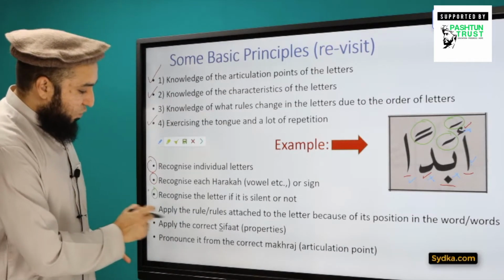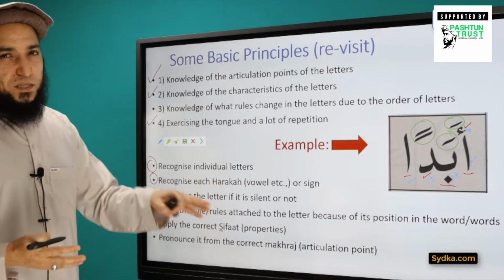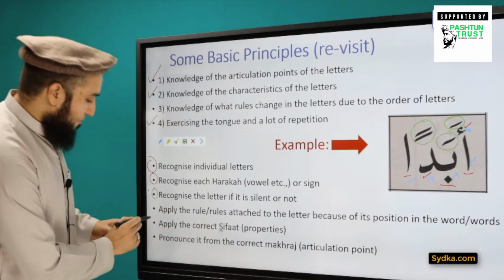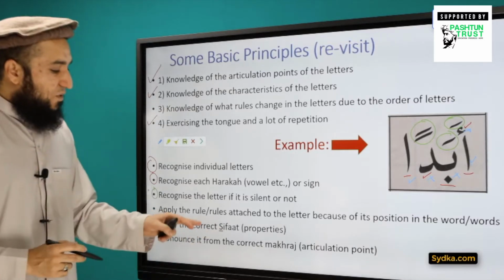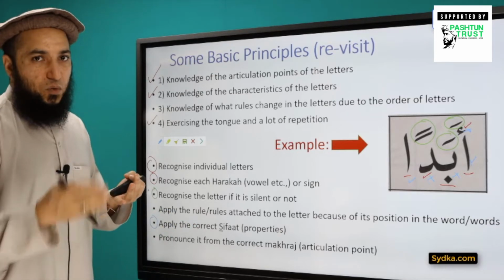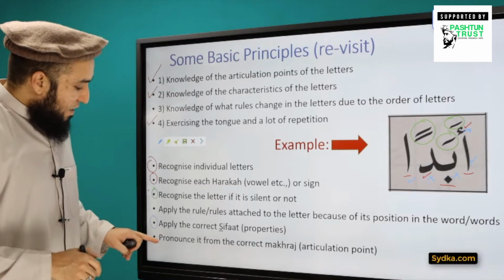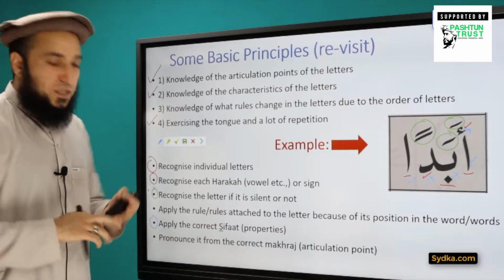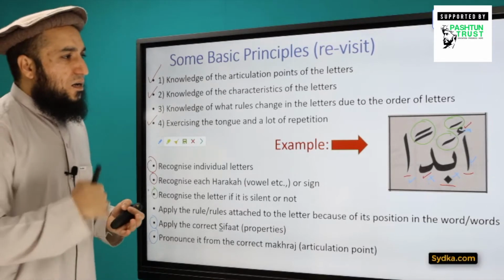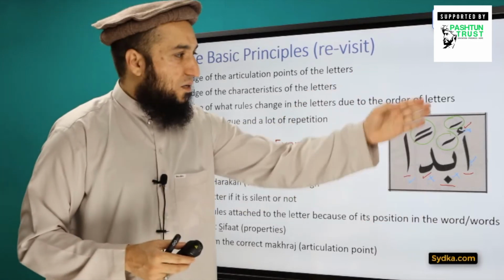And the next one is we apply the rules that attach to individual letters. We will study that in advanced level. Apply the correct sifat. We have studied only a few of them. One of them would be if the letter is heavy or light. So we apply those rules, and the rest we will study in advanced level. The next one is pronouncing each letter from its correct makhraj, articulation point. And the other one we can add is we count how many syllables are there.